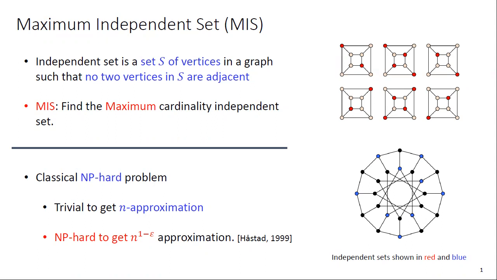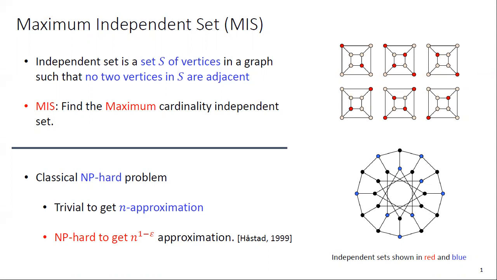In terms of approximation, because we are interested in approximation in this talk, it's very easy to get an approximation with factor n, which is just you pick one vertex. And actually, we cannot do much better in general, because there is this result by Håstad that showed that it's NP-hard to get better than an n to the 1 minus epsilon approximation. So basically, on general graphs, we cannot do much.